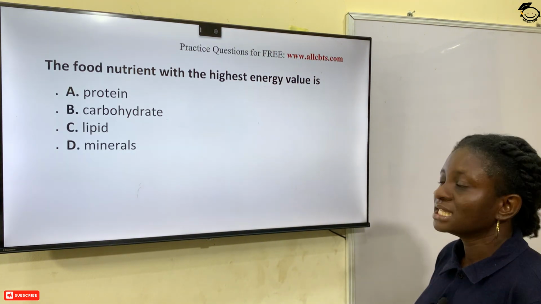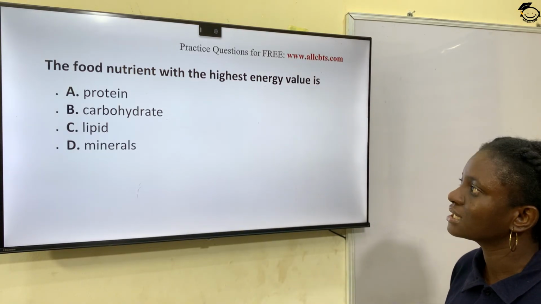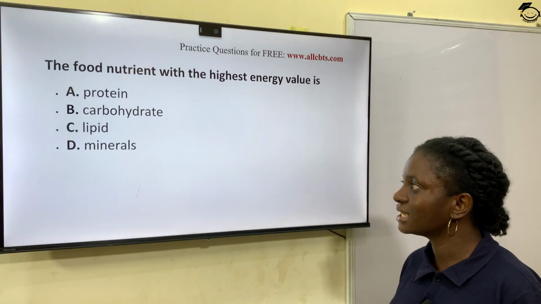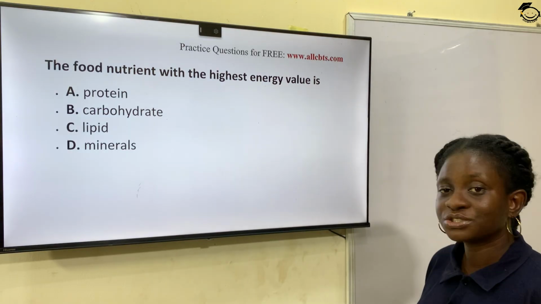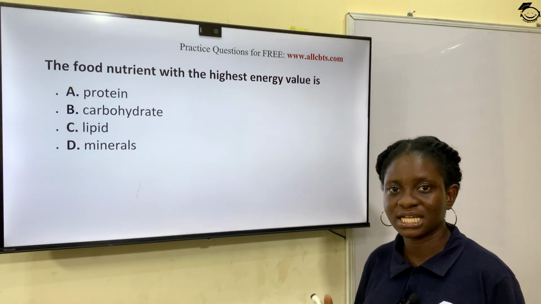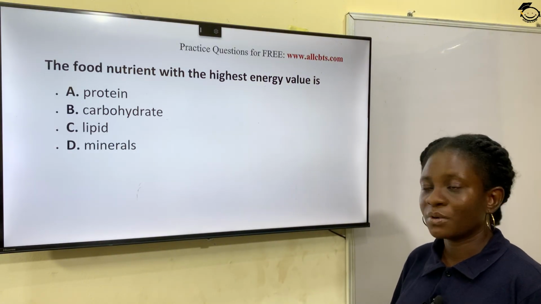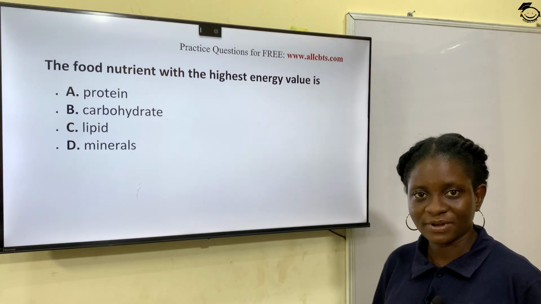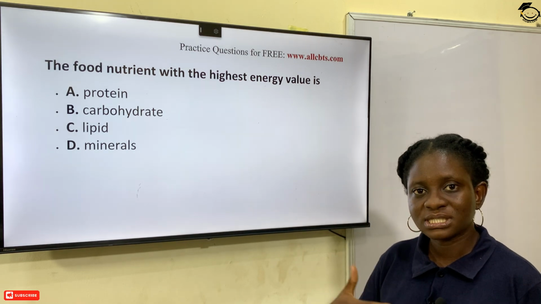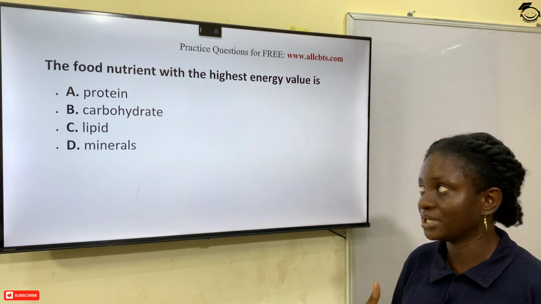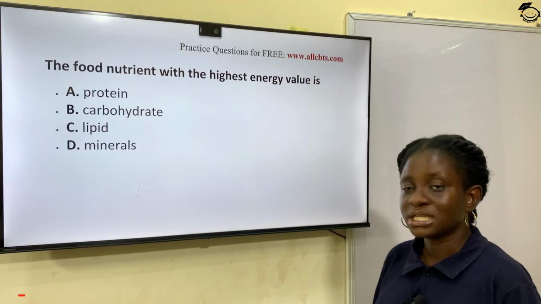Next question. The food nutrient with the highest energy value is A. Protein, B. Carbohydrate, C. Lipid, D. Minerals. The food nutrient that has the highest energy value among all these nutrients is fat, that's lipid. When you consume fat, it tends to be stored in the body, and the long-term storage can be used to generate energy. So the food nutrient with the highest energy value is lipid.